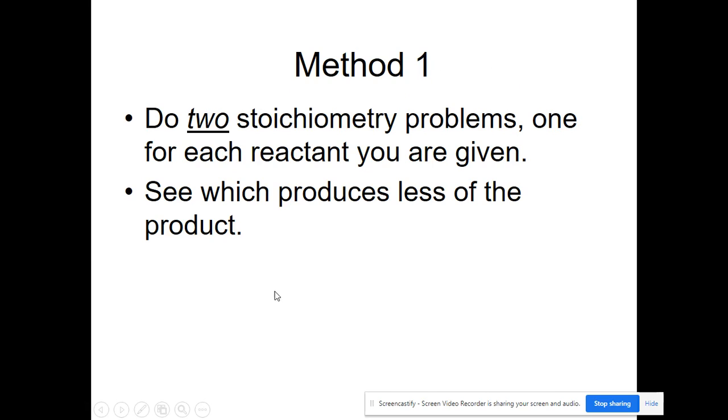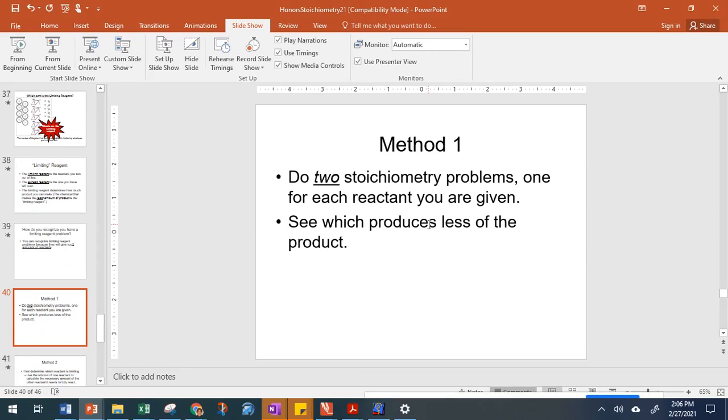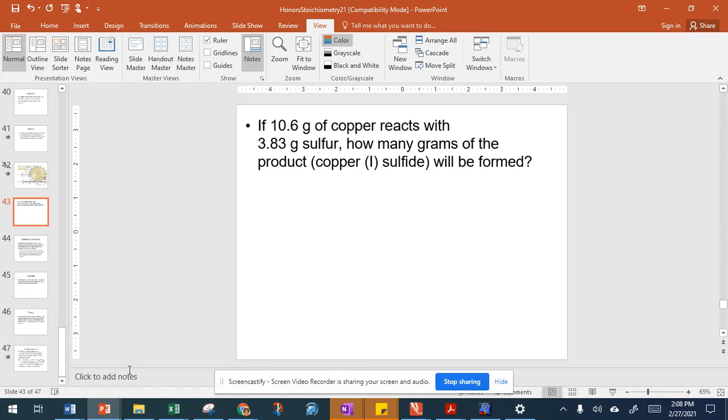There are going to be two methods that we're going to use. The first method is the one I feel most comfortable with. You do two stoichiometry problems, one for each of the reactants you're given, and you just see which one produces less of the product. So let's do a problem like that first. We're going to do a problem using the first technique.